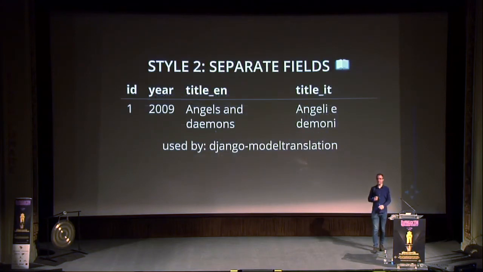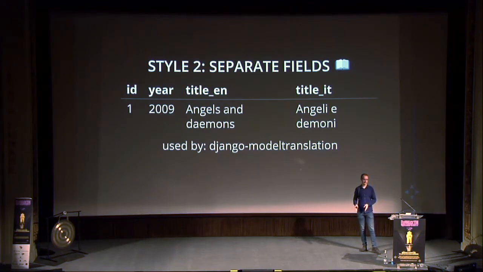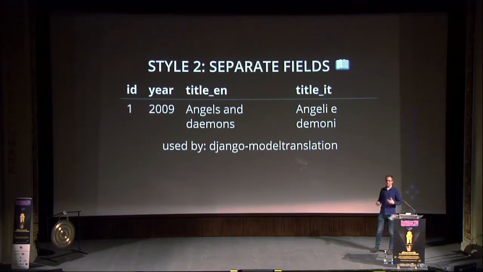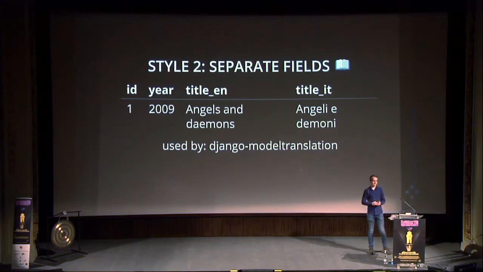The second style that we can see is to have separate columns in the same table, and this is what Django model translation does. So we have only one single table, and we have a column for the English title and a column for an Italian title. So we don't need to perform any joins, and by constructing our select query to the database, we can just select one language or all of them, and it's very cheap. The downside is that we have to change the schema of our database every time we want to support a new language or drop support for a language, which might or might not be feasible for you.